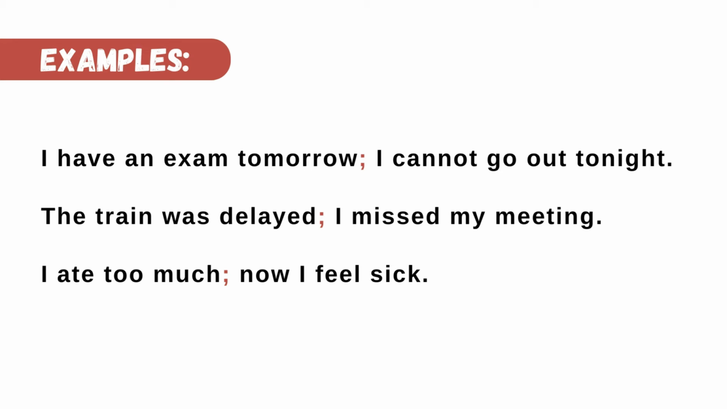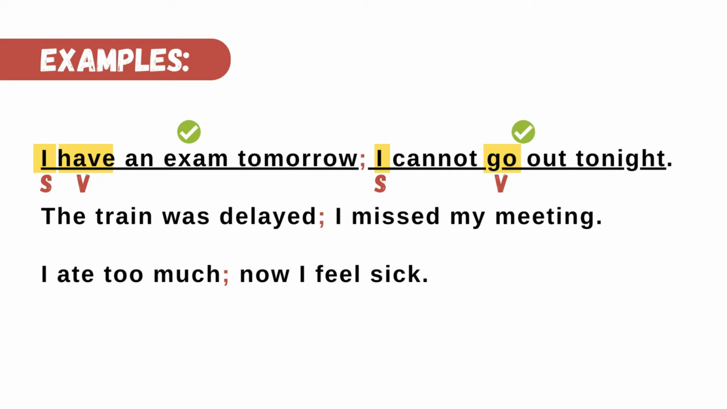To check if you use the semicolon correctly, make sure that the two sentences have both a subject and a verb and express a complete thought. If not, use a comma instead.